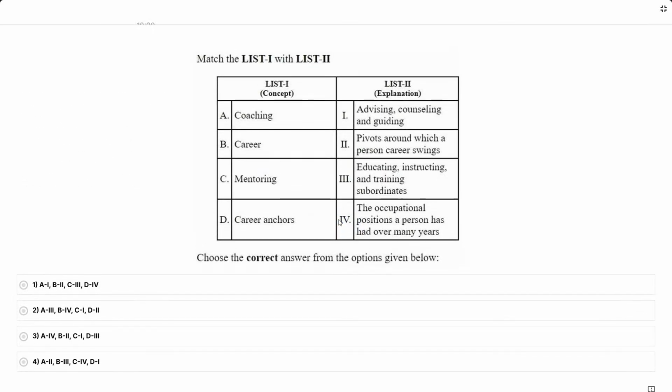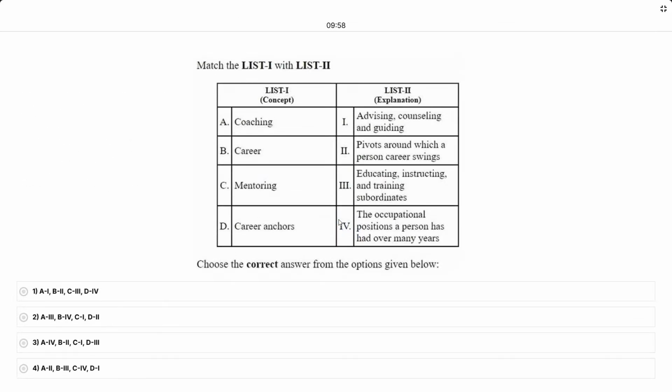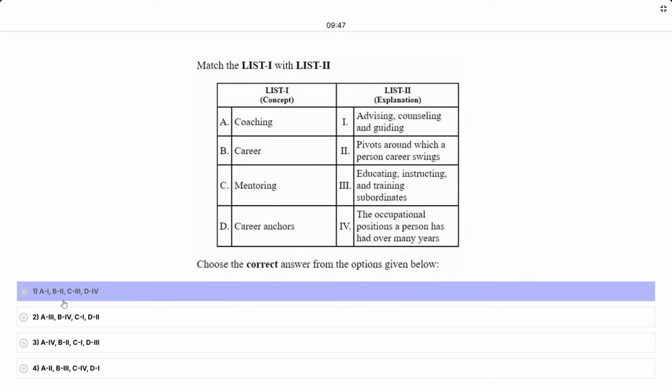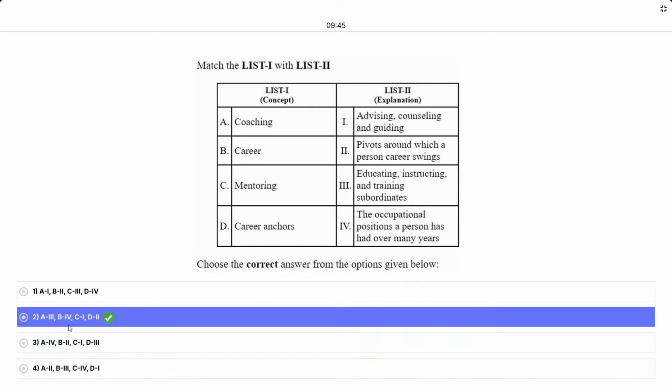For things we have not been taught or don't know, we should guess and move ahead. Now this we have studied. Career is the occupational position a person has had over many years. So B is 4. This we have studied. There is only one option, so we'll go with that.